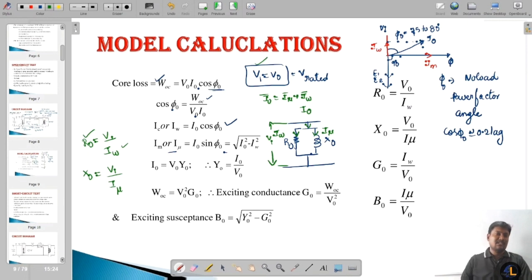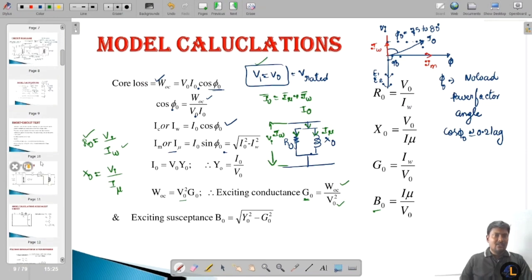If you want to find the conductance, 1 by R is equal to G naught. Exciting conductance G naught is equal to W_OC divided by V square, and the susceptance is I mu divided by V naught. So by conducting this open circuit test, you can find the losses. That loss is called the iron losses. By conducting the open circuit test, we can only find iron losses, not copper losses.